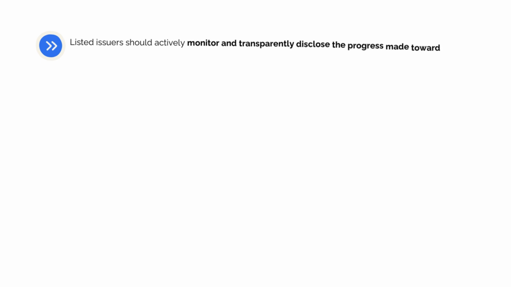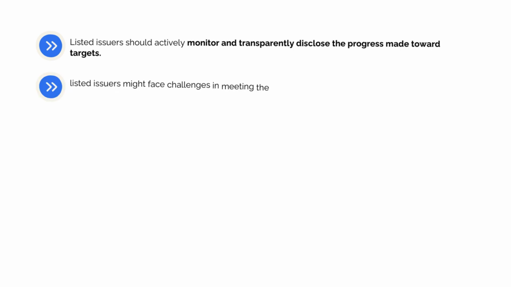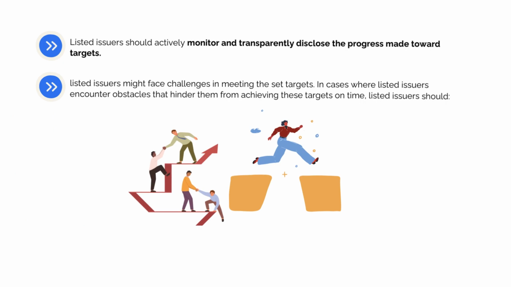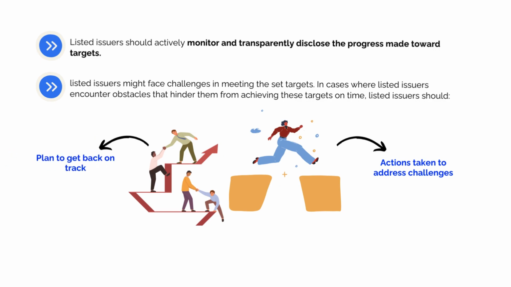Once a listed issuer establishes performance targets, it is important for them to actively monitor and transparently disclose the progress made toward these targets. Acknowledging the dynamic nature of the sustainability realm, Bursa Malaysia understands that listed issuers might face challenges in meeting the set targets. In cases where listed issuers encounter obstacles that hinder them from achieving these targets on time, listed issuers should transparently disclose the actions taken to address challenges, outline their plan to get back on track, and disclose recovery plans.